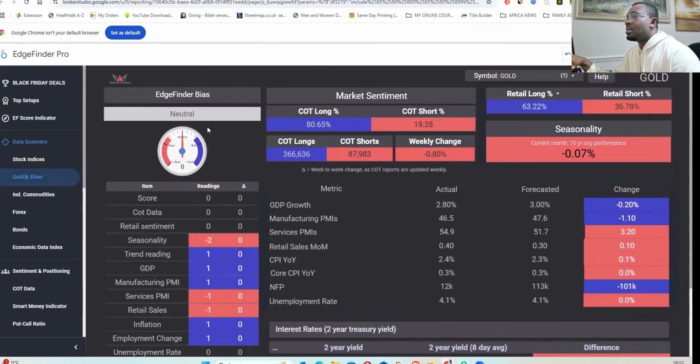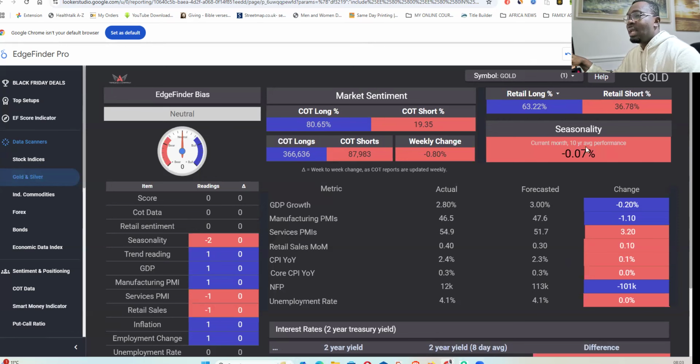Now we can see on gold we're neutral, but if you check the market sentiment, that's what you want to focus on. You see that the COT data is higher, and compared to the COT data of short, the long is more. The big guys, market makers, are buying gold. On the retail sentiment, we have something different. At the moment, temporarily on a short term, price is selling.